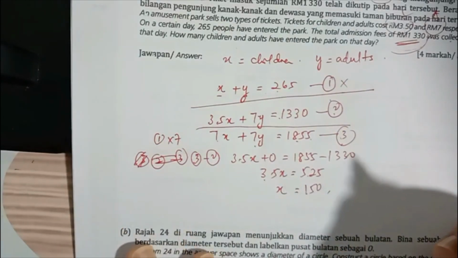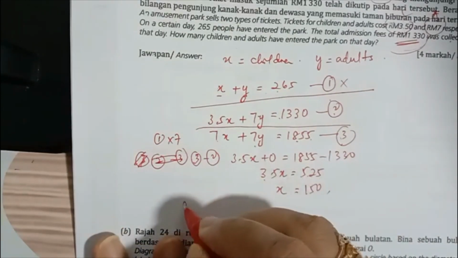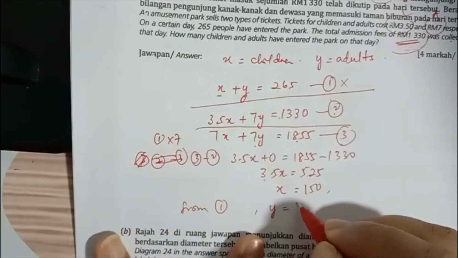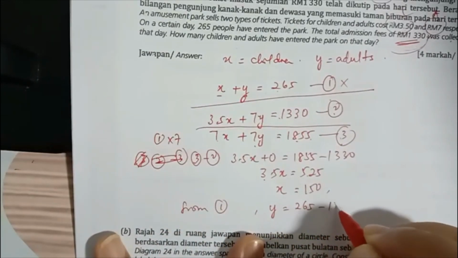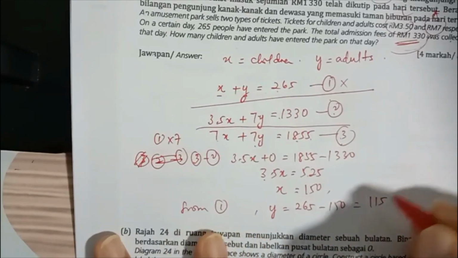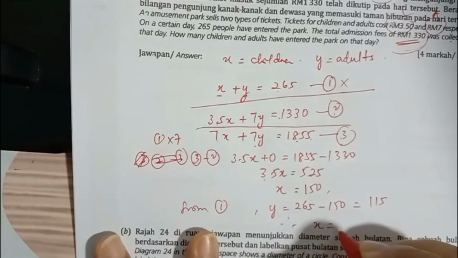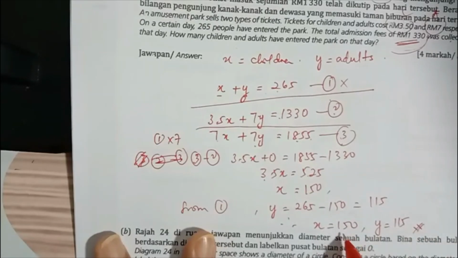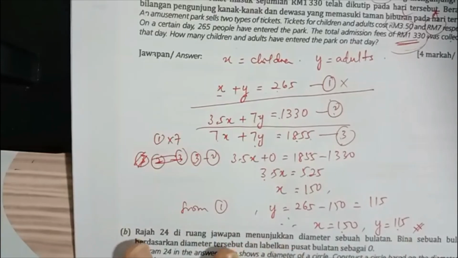So once you get 150, then you can find y from equation 1 tadi. Thus y equals 265 minus 150. So we get 115. Thus the answer is x is 150, y is 115. Means there are 150 children and 115 adults. Okay, B.